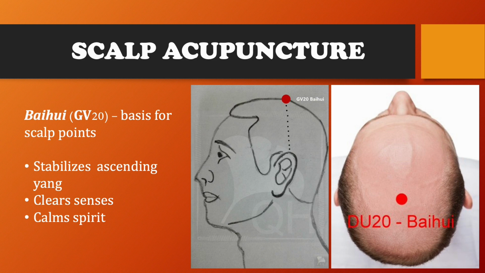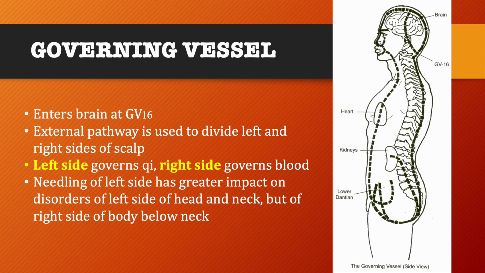Bai Hui, or GV20, is the basis for scalp points. It stabilizes ascending yang, clears the senses, and calms the spirit. The governing vessel enters the brain at GV16. The governing vessel external pathway is used to divide the left and right sides of the scalp. The left side governs the chi, and the right side governs the blood.